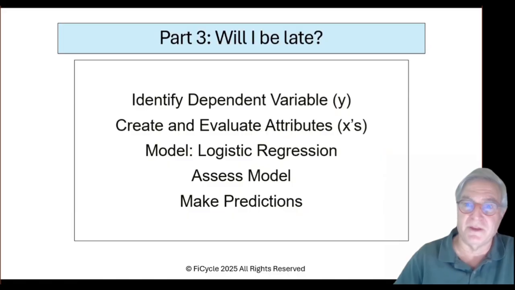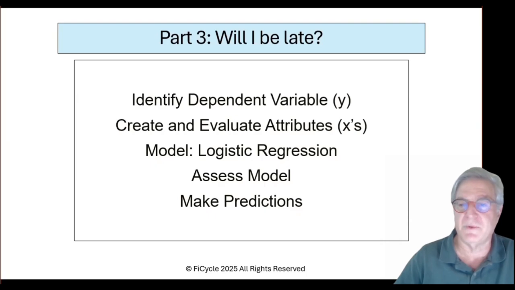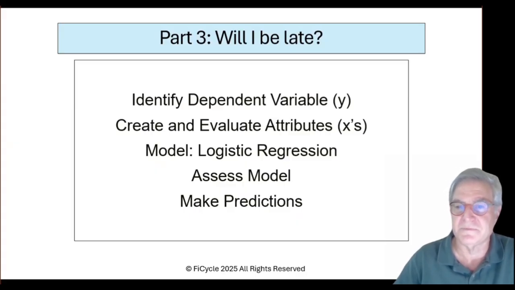In part 3, we're going to examine a different type of question, and this is, will I be late? So once again, we're going to do something very similar to what we did before. We're going to identify our dependent variable. We're going to create and evaluate attributes. But this time, we're going to do a logistic regression rather than a linear regression. Logistic regression might get you thinking we might be using logarithms here. Then, just like we did in the linear case, we'll assess the model and we'll make some predictions.